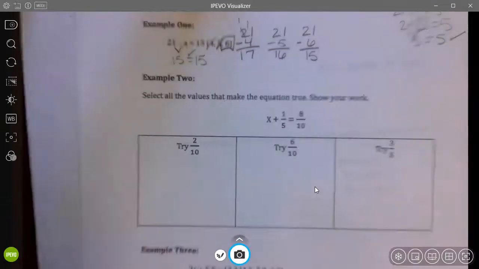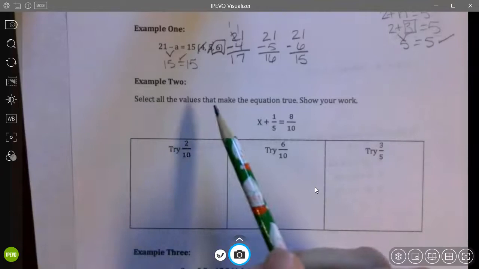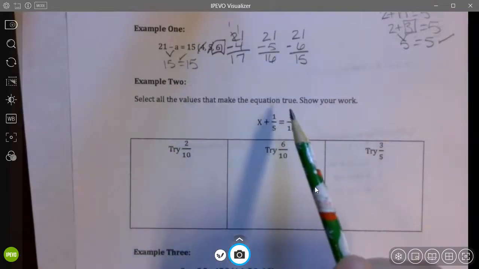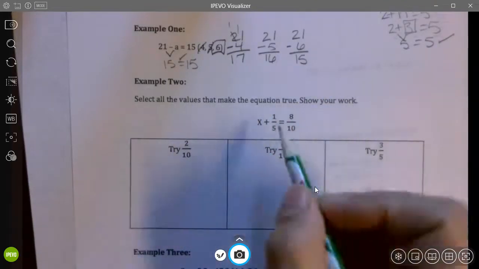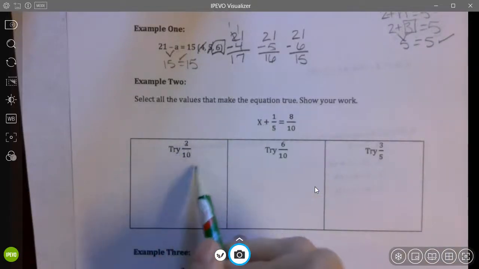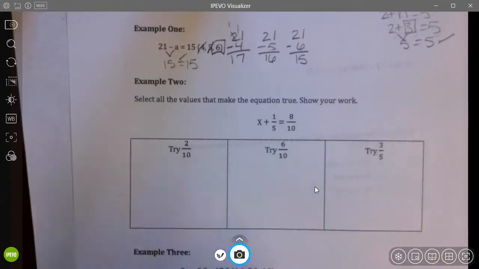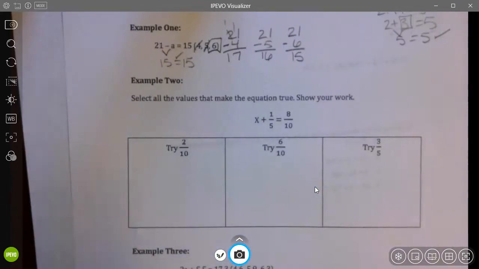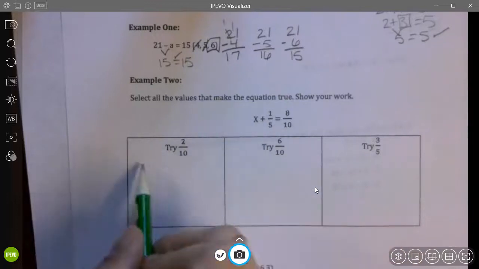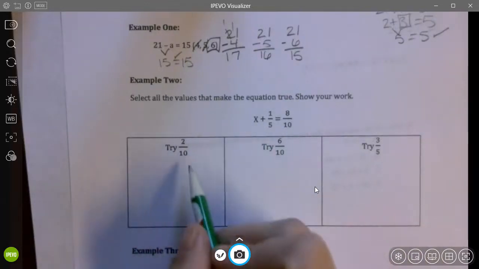Let's jump down to example 2. Select all the variables that make the equation true and show your work. So here's your equation. They want to know if 2/10 is the solution, if 6/10 is the solution, or if 3/5 is the solution. Well, we are going to just set the problem up and try to figure that out.